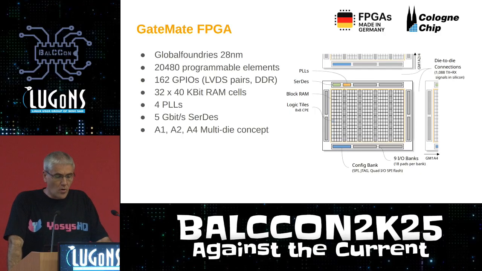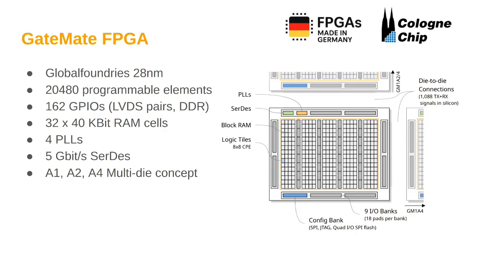Here we are going to talk about the GateMate FPGA. This one is a bit specific because it's a European FPGA made by Cologne Chip. It's produced in a GlobalFoundries fab, using a 29 nanometer process. You have the specification here; nothing really jumps out. It looks like any other FPGA.